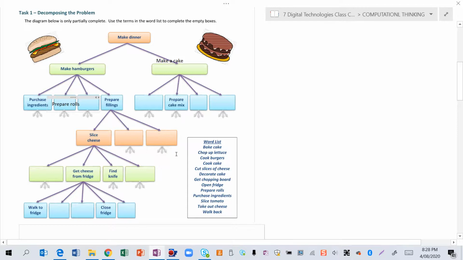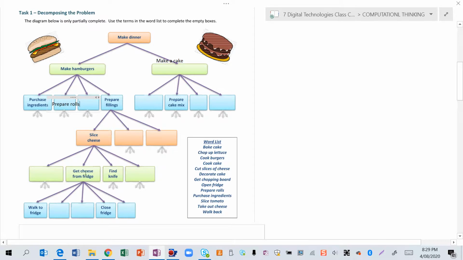Then again, you could have done the tree diagrams. They're only getting you to decompose the problem of slicing up the cheese. So you get the cheese from the fridge, find a knife. You generally don't cut the cheese straight onto the table. You really should have something to help you if you're using a knife. So that might be get the chopping board, perhaps, do you think? And then you've got the chopping board, the cheese, the knife, and then this one would be actually slicing the cheese.